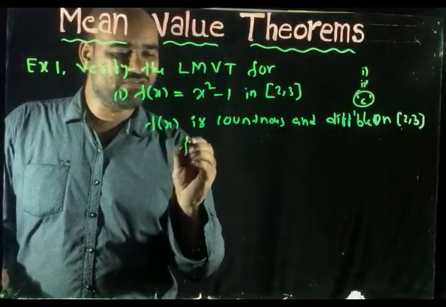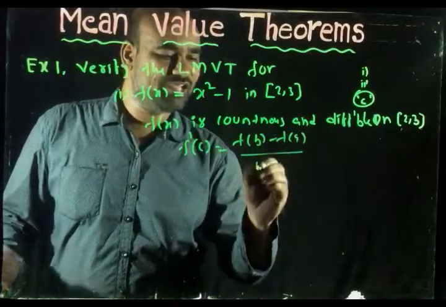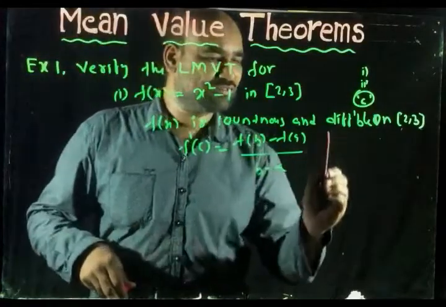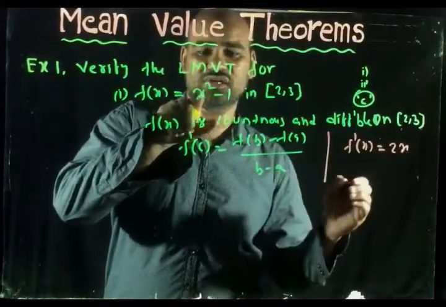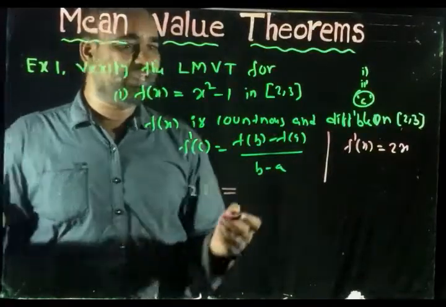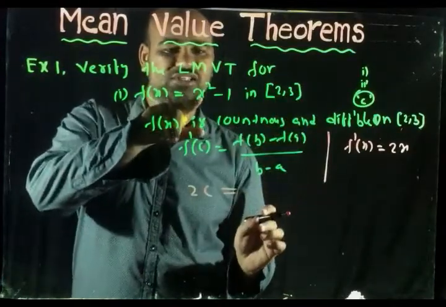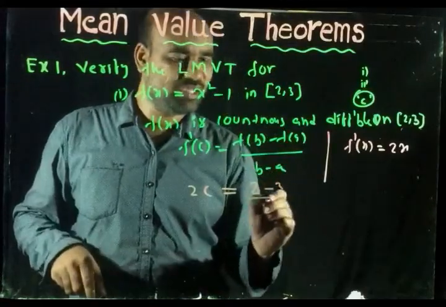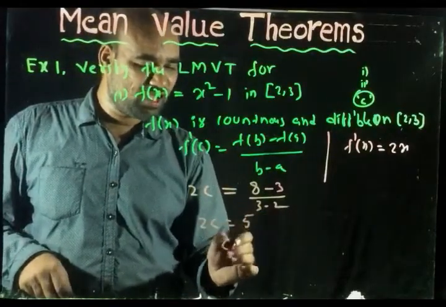So what is that formula? f'(c) = (f(b) - f(a))/(b - a). Such a c should exist. Here f'(x) is nothing but, from this problem, 2x - 0, so 2x. So f'(c) is 2c. 2c equals (f(b) - f(a))/(b - a). Here 2 means a and 3 means b. For f(b), we substitute 3: 3 squared is 9, minus 1 is 8. Minus f(2): 2 squared is 4, minus 1 is 3, divided by 3 - 2. So 2c = 5, c = 5/2.